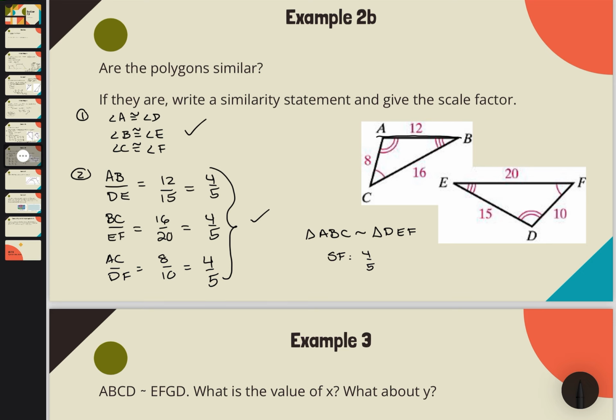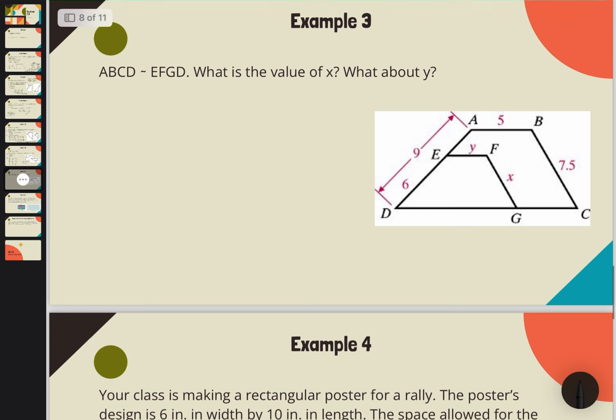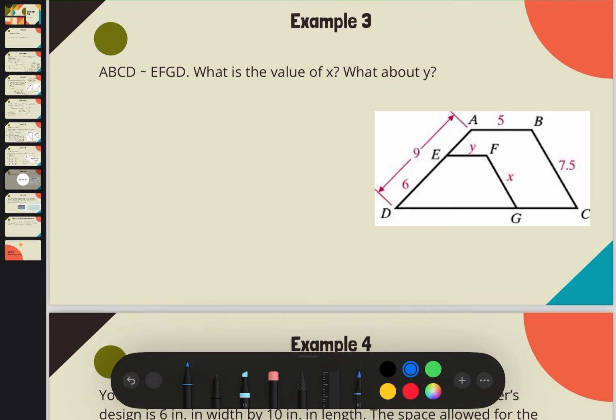We have another example. ABCD, this larger diagram out here, is similar to this smaller one inside here, EFGD. Those two are similar. What is the value of X? And then what about Y? So what ideas do we have to solve this?